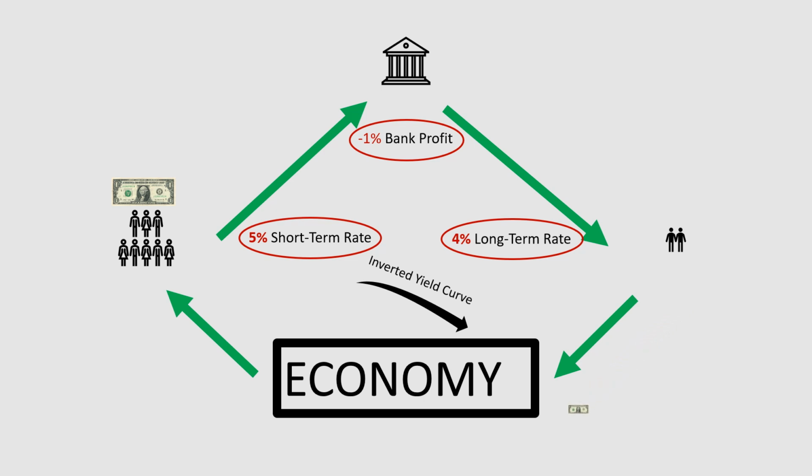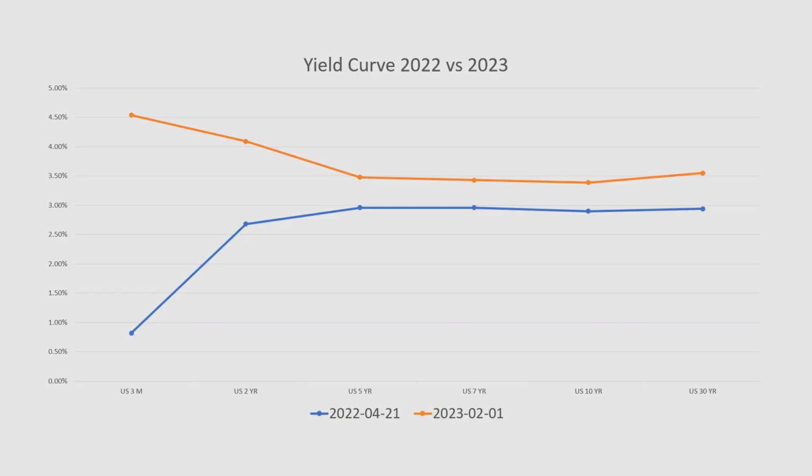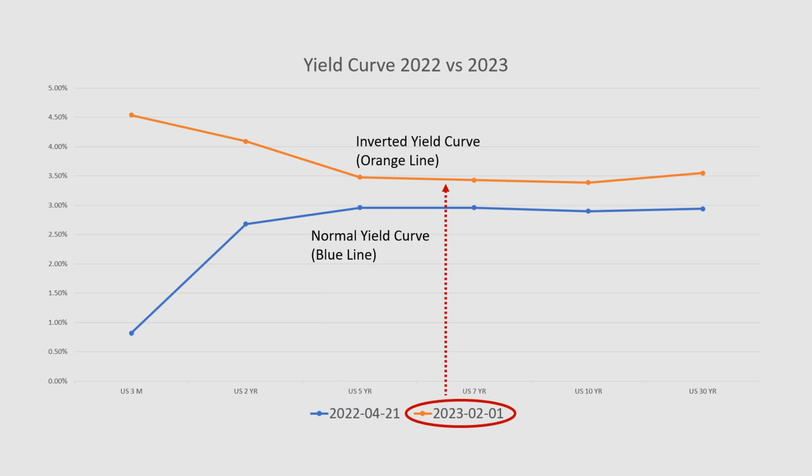Now let's look at how an inverted yield curve can affect investors. The inverted yield curve can influence the flow of investor money. For example, this graph shows the change in the yield curve from April 2022 to February 2023. In April 2022, the yield curve is normal, with the 10-year interest rate higher than the 3-month interest rate. But in February 2023, the yield curve is inverted, with the 10-year interest rate lower than the 3-month interest rate.